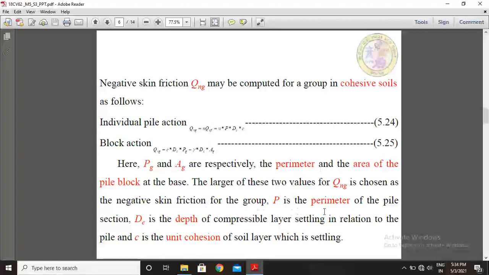P is the perimeter of the pile section. dc is the depth of compressible layer settling in relation to the pile, and C is the unit cohesion of the soil layer which is settling. So these are the parameters used to calculate negative skin friction by using individual pile action as well as block action, by using the above two equations, that is 5.24 and 5.25, for cohesive soils if we are providing pile groups.